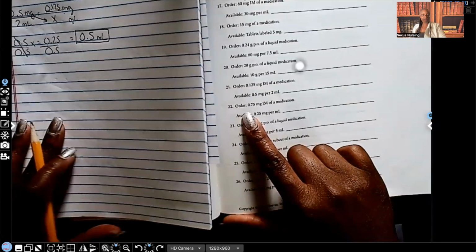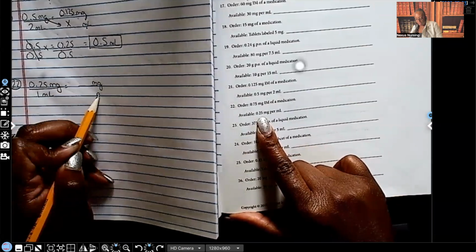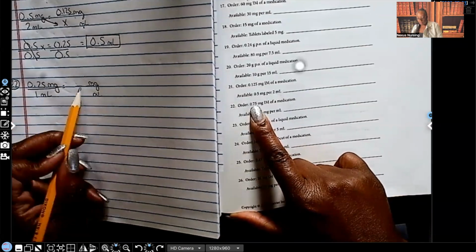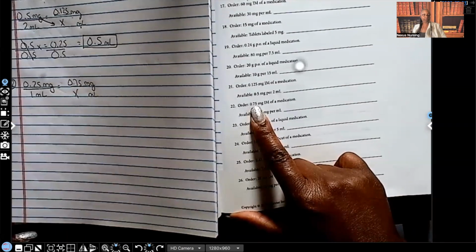Here's number 22. The order is 0.75 milligrams IM of a medication, and what we have is 0.25 milligrams per ml. 0.25 milligrams per 1 ml is equal to, let me put my milligrams up here and my ml down here. All I have left is my 0.75 milligrams. I'm going to plug it here, 0.75 milligrams over X.